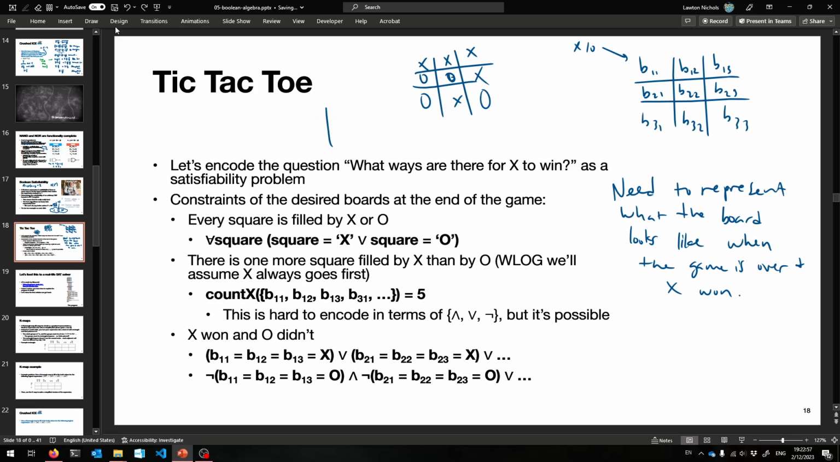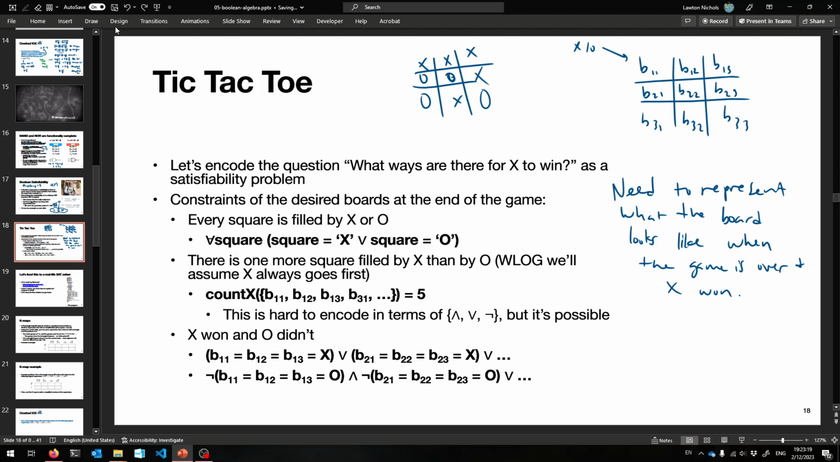So you need to encode what it means to be a valid way to win the game. So there's one more square filled by X than by O. We'll assume that X always goes first. So we can make a count-X function in terms of Boolean variables and be like, all right, count X over all of these game board pieces that ends up being 5.